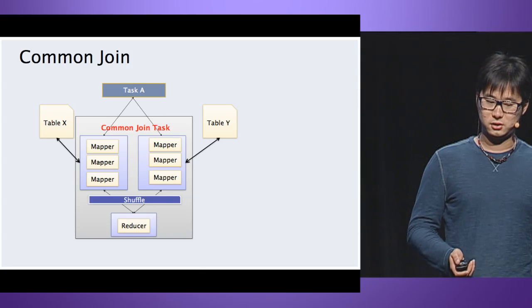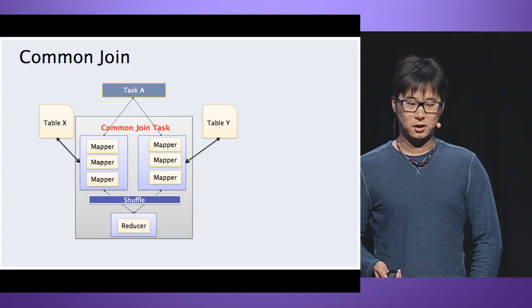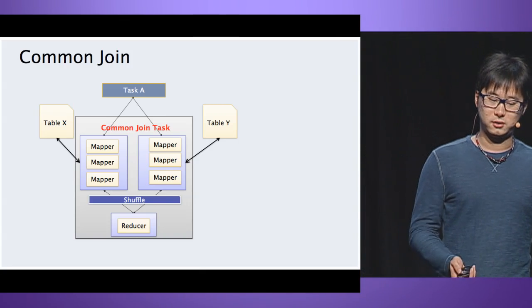If the key is very skewed, there will be a long tail problem when you do the join. We try to solve this problem as well.